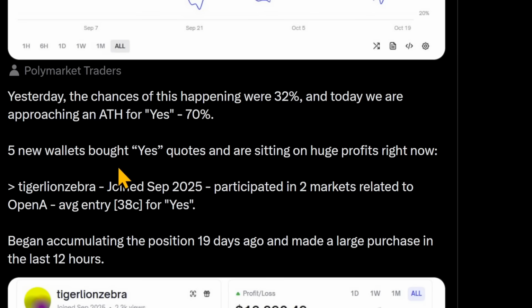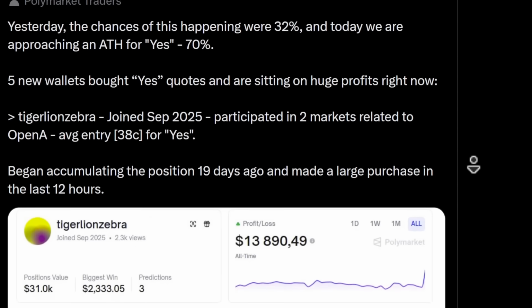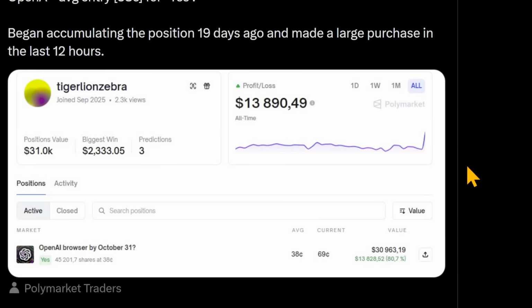5 new wallets bought yes shares and are sitting on huge profits right now. One of them participated in 2 other markets related to OpenAI. So it looks like they're up almost $14,000 by betting on OpenAI releasing a browser.